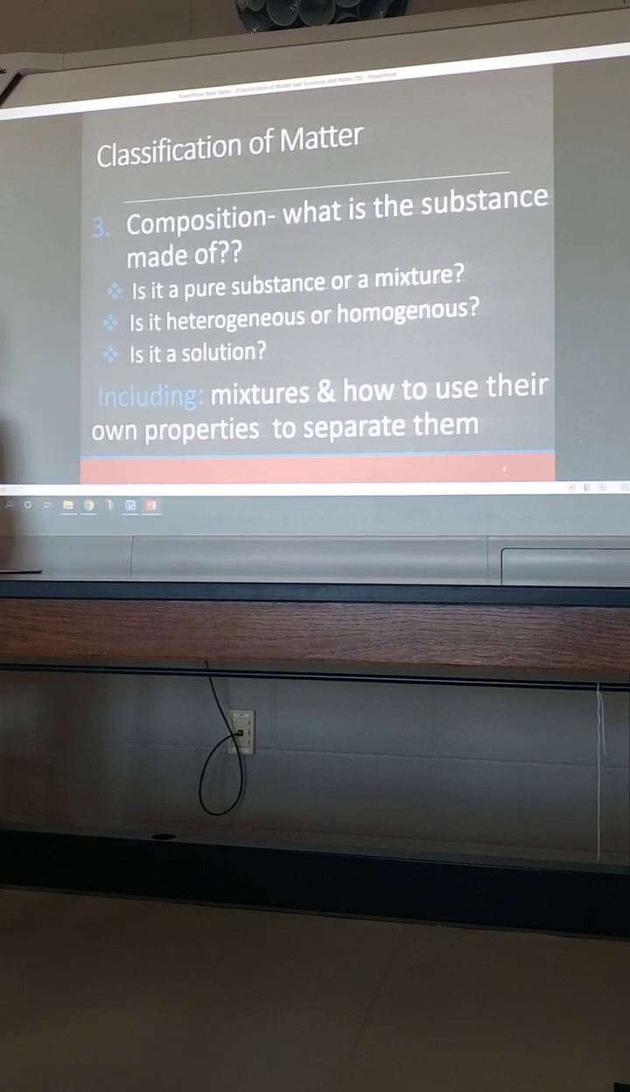And then if we do have a mixture, how do we separate that mixture into its individual components? So how would we do that? What kind of properties could we use to separate it out? And we're going to have a lab where you'll do this.